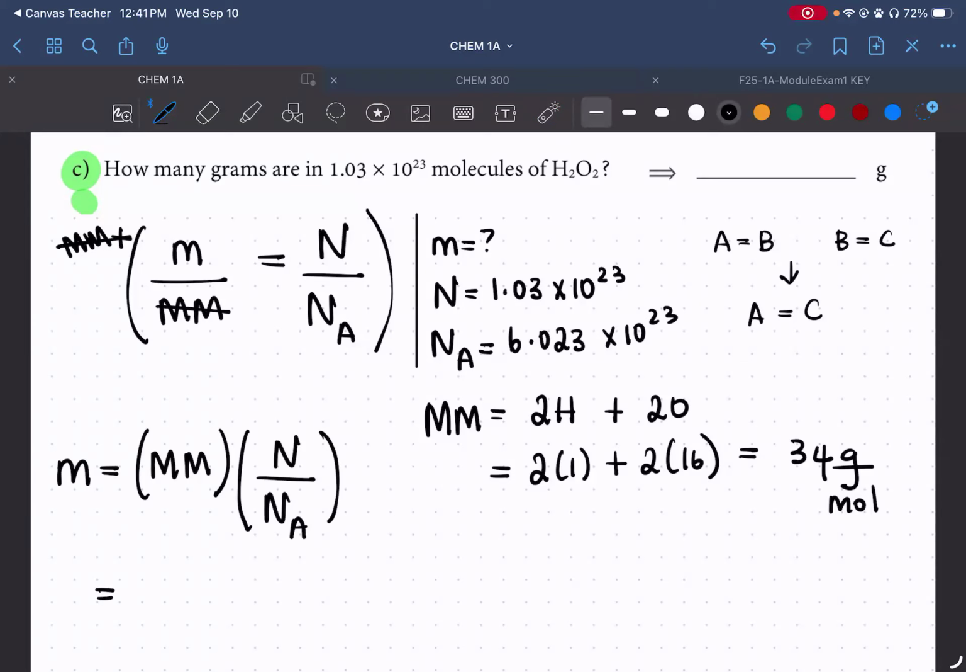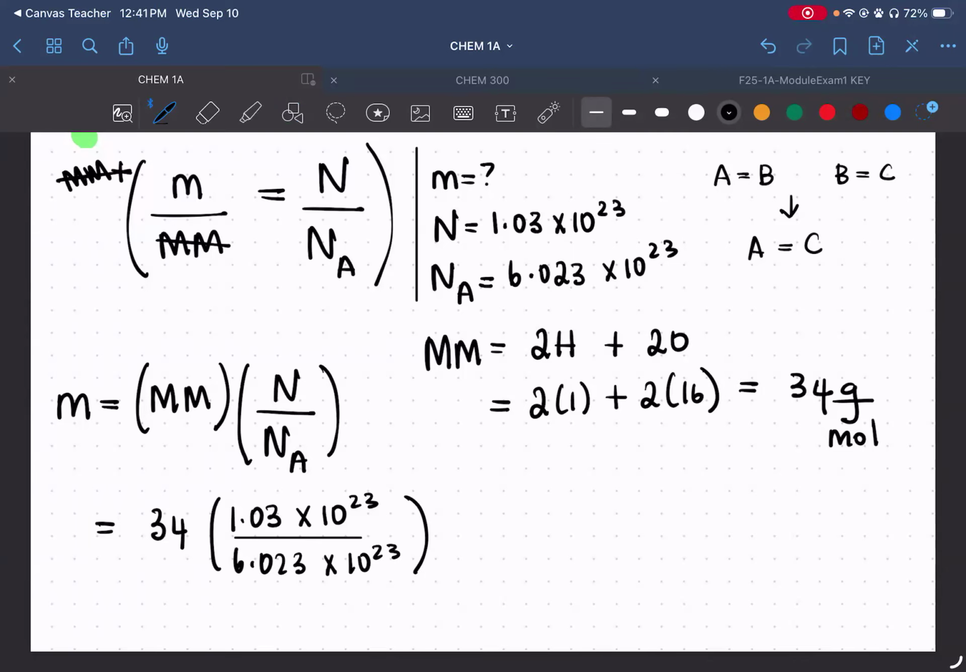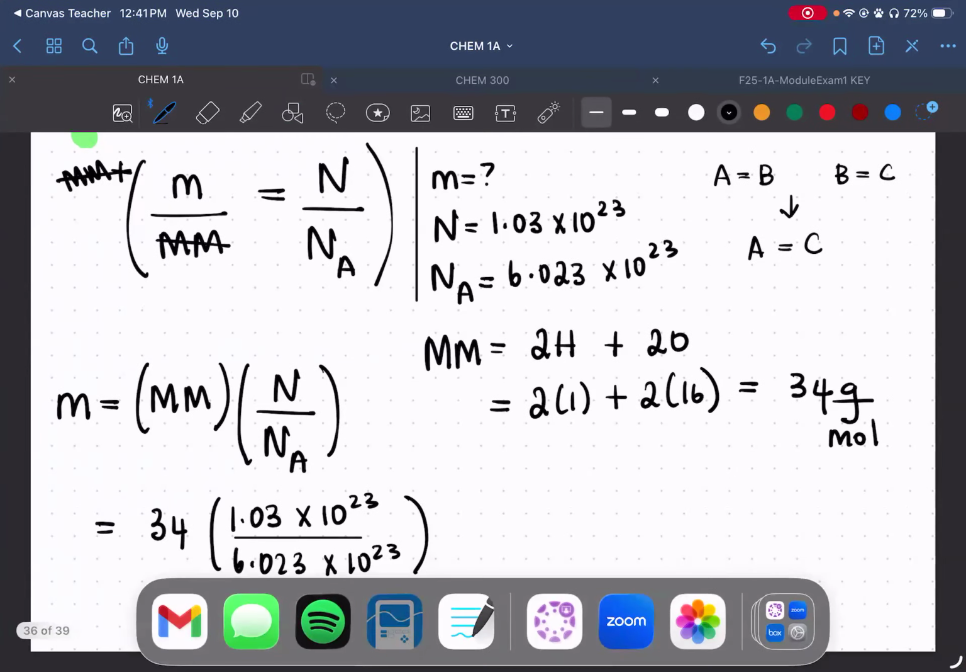Since I have all my values at the ready, I can just plug them in. 34 times 1.03 times 10 to the 23 all over 6.023 times 10 to the 23. This is where your calculators will really, really come in handy.